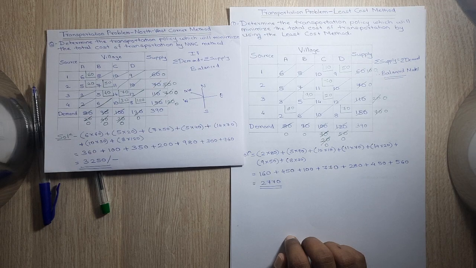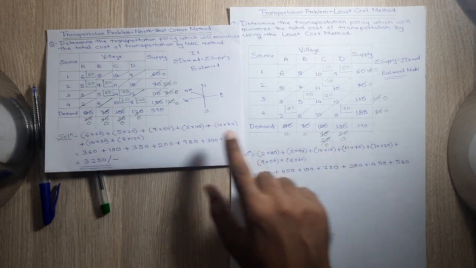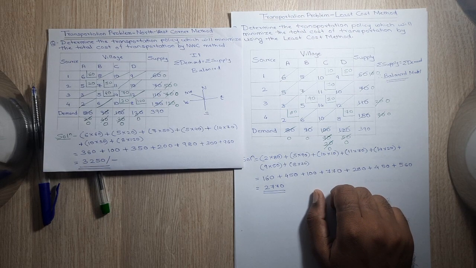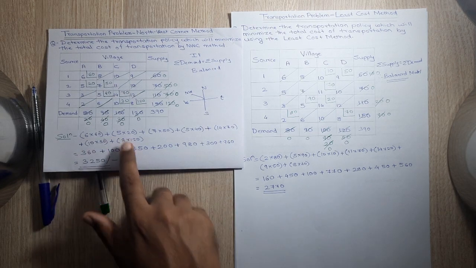I have purposely solved the same numerical by using the two different methods. So it will be easier for you to understand the steps. I have also written the stepwise allocations.